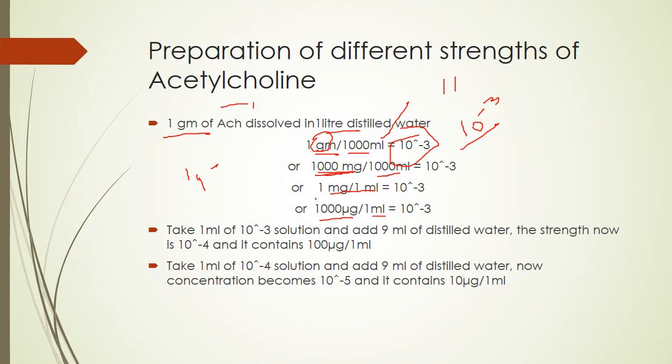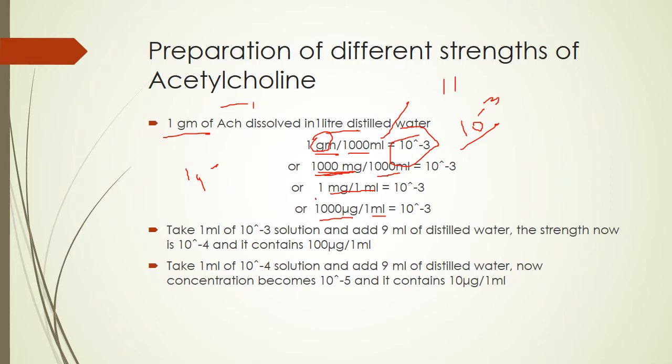Basically, you simply have to think that 1 gram is in 1000 ml. 1 gram is equal to 1000 milligram, so 1000 milligram in 1000 ml. So that is 1 milligram in 1 ml, and 1 milligram is equal to 1000 micrograms. So 1000 micrograms are in 1 ml.